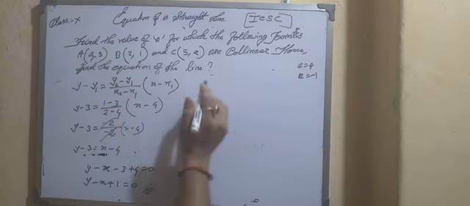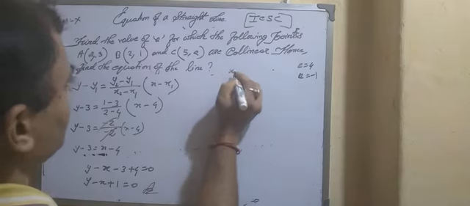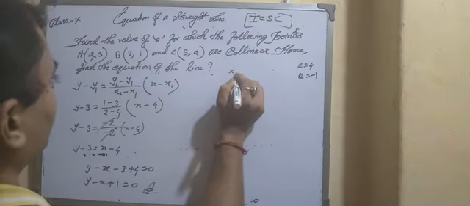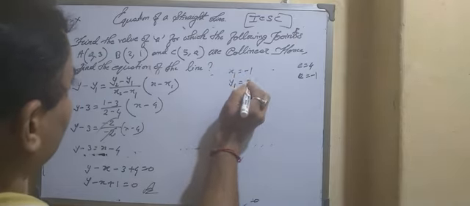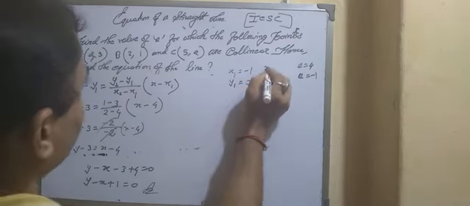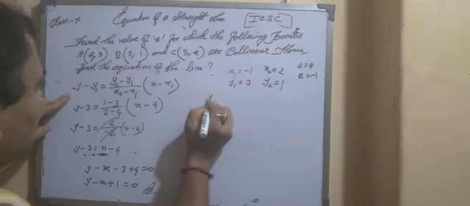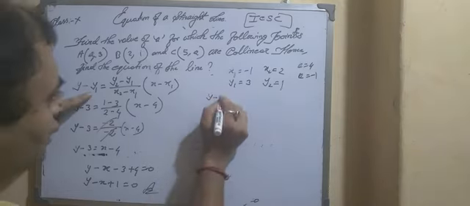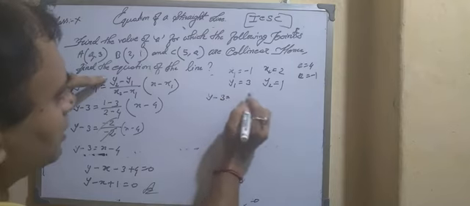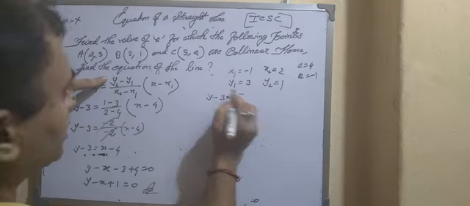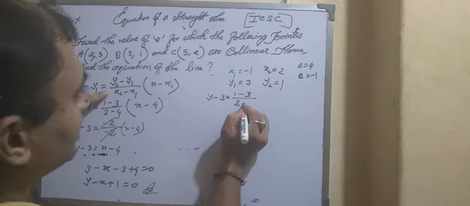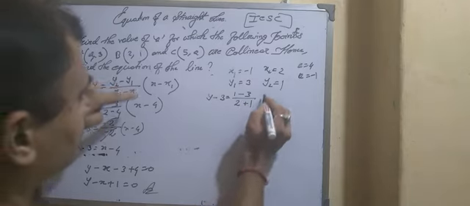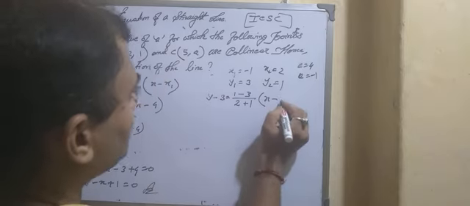Now here a is equal to minus 1. That means x1 is equal to minus 1, y1 is equal to 3, x2 is equal to 2, and y2 is equal to 1. Using this formula, y minus 3 equal to (1 minus 3) over (2 minus (minus 1)), that means 2 plus 1, into (x minus (minus 1)).